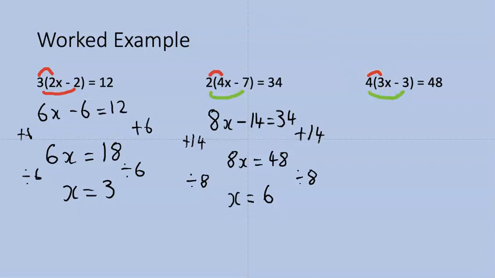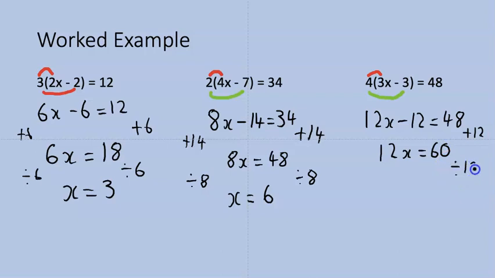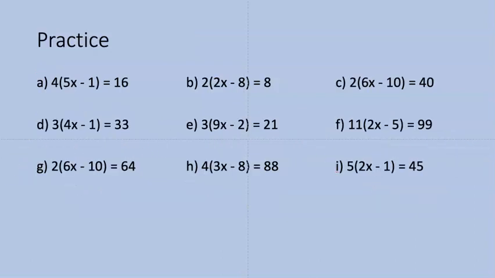Now I deal with this last one here, and I still do the same method again. So keeping it the same and keeping it consistent will give you the right result each time. 4 times 3 is 12, so that's 12x. And then minus 12 here. That gives me 48. This time I add on 12. So 12x equals 60. So dividing by 12, x would give me 5. So using that, have a go at these ones here. Pause the video.